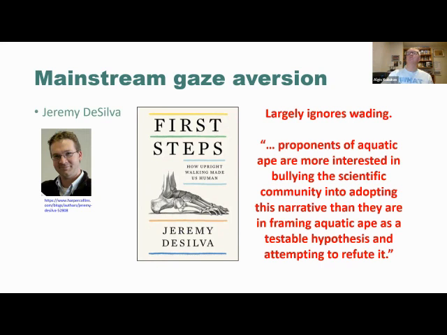And of us aquatic proponents, he says this: we're more interested in bullying the scientific community than framing aquatic ape as a testable hypothesis and attempting to refute it. Well, I've been trying to do that for 20 years, Jeremy. And when I tried to tell him that on Twitter, what did he do? He blocked me. This is the response from the people in the field.